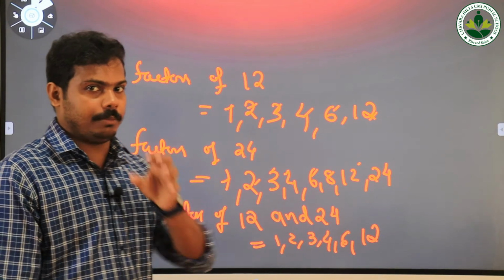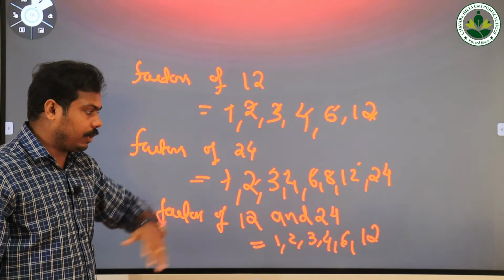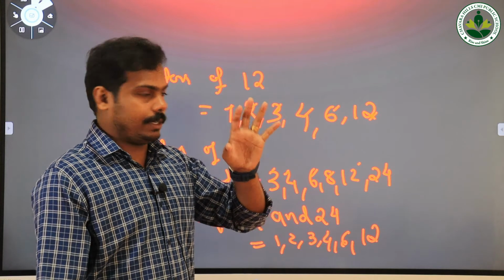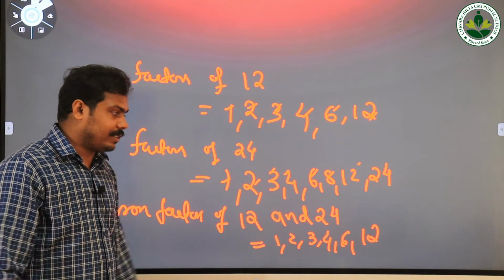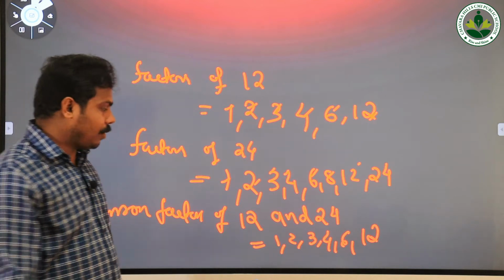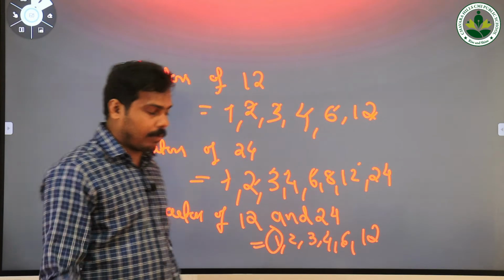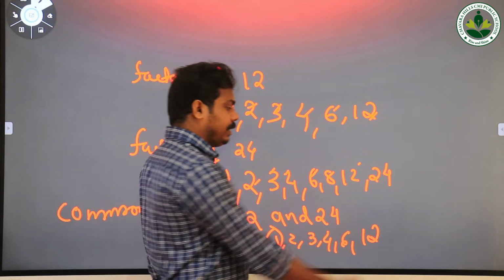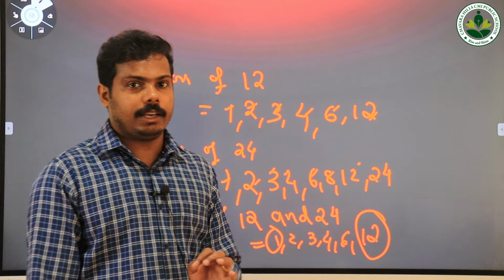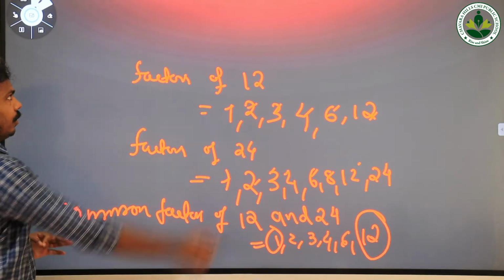Common factors of 12 and 24 are 1, 2, 3, 4, 6 and 12. This we already learned, so it is not a new word. Which is the least common factor? Yes, it is 1. And the greatest common factor, or the highest common factor, that is 12. So from this we got the highest common factor of 12 and 24.